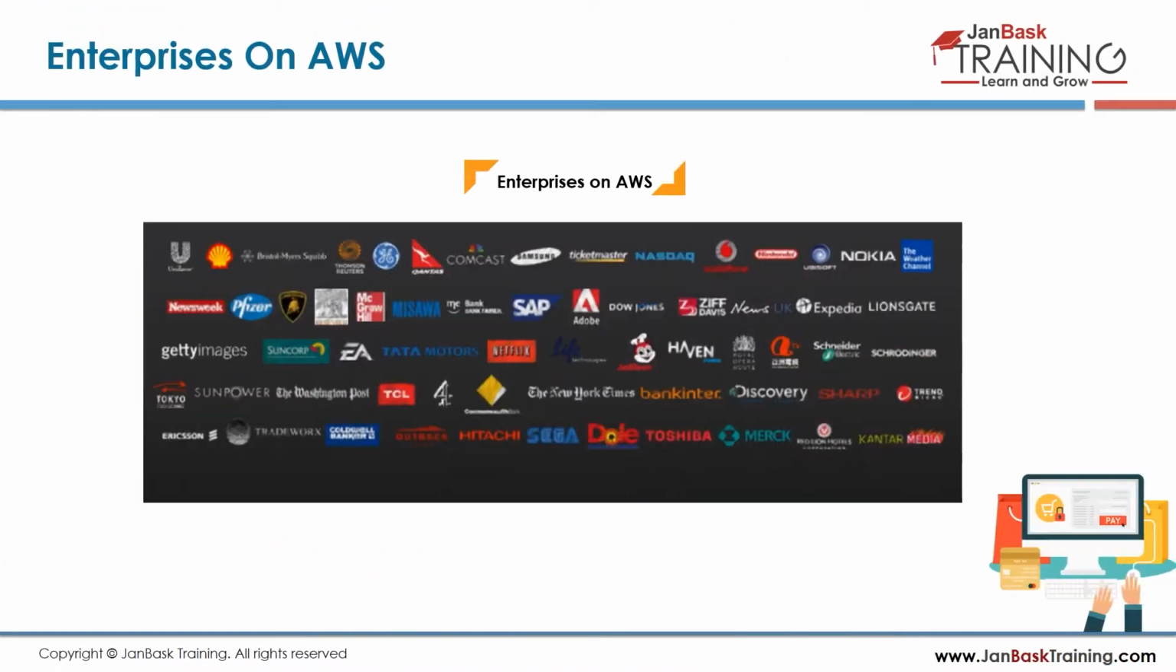These are the big companies. Those were the startups. These are companies. Look at that: Unilever, Shell, Thomson Reuters, GE, Qantas, Comcast, Samsung, Nasdaq. Each one, we use each one of these companies on a daily basis. You're using Expedia for your ticket booking, Adobe for reading PDFs, McGraw-Hill for the books, Pfizer, Lamborghini, Getty Images. All of these services we are using on a daily basis, and they are coming right to us from AWS.